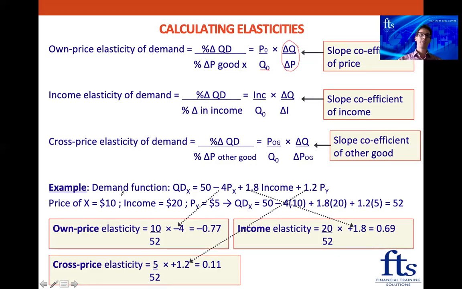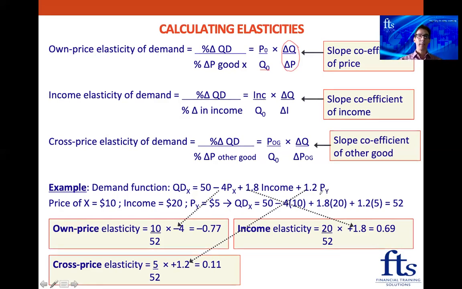So we've got this demand function over here, where the quantity demanded for good X is equal to 50. So that is the intercept of the line, minus 4 times PX. PX is the price of good X. So we can see there's a negative relationship between the price of good X and the demand for good X. That means that as the price of good X goes up, for example, the demand is going to go down. And then the other part of the demand function is 1.8 times the income plus 1.2 times the PY. So PY is the price of another good, of a related good.